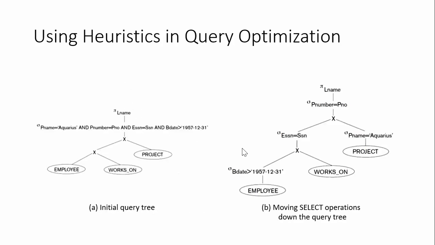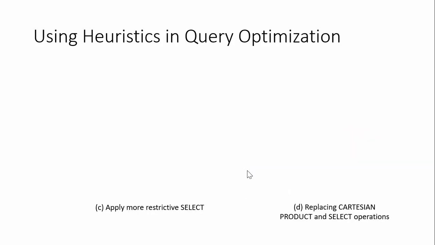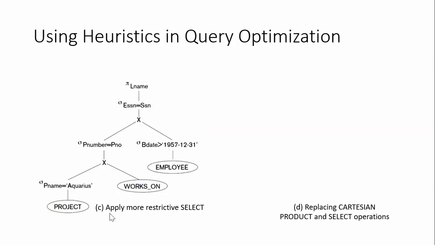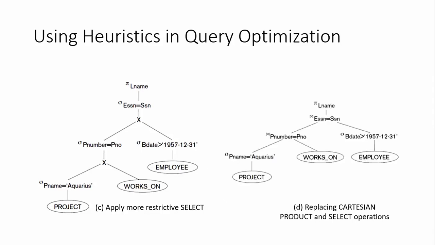Next one. These are the steps of query optimization. You start with the initial query, then you move down the select operation. You can see selection is moved down here so that you will have a smaller set of records. The second one is you apply the select statements as well, for example selection of project name, and selection of whether the date is greater than December 31st, 1957. Once you identify this, as I told you, the Cartesian product is not very useful. So instead of these, we use join conditions, which is much better compared to our previous one.